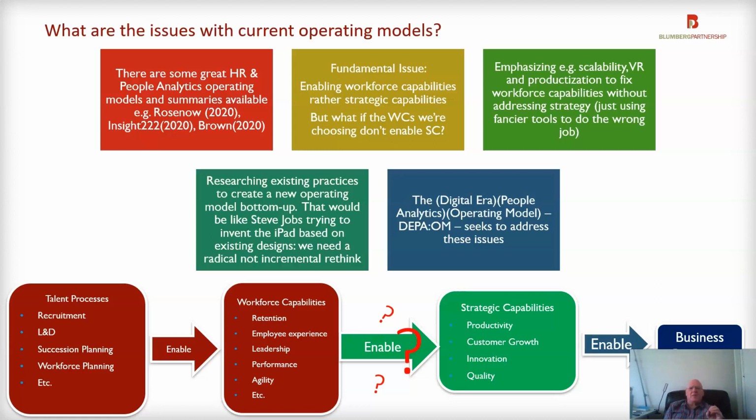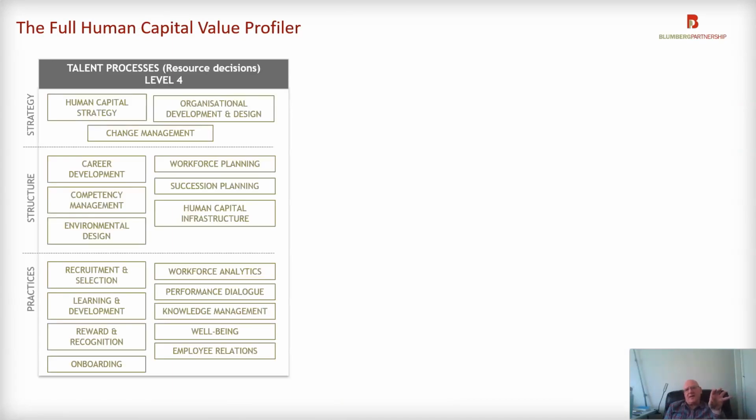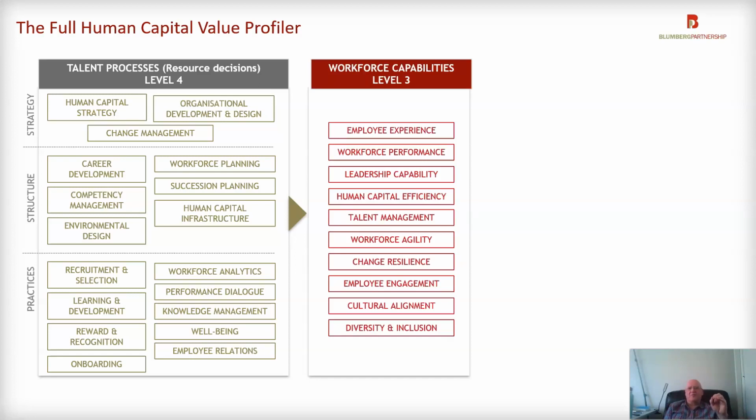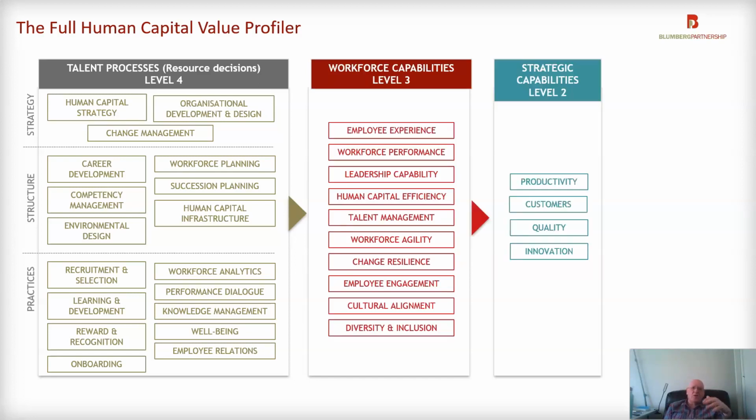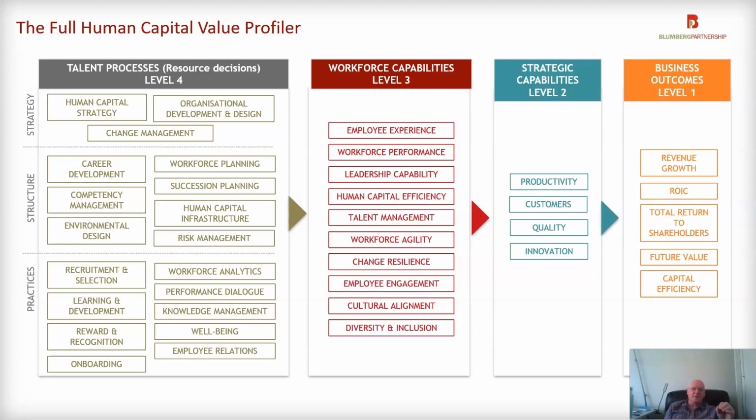And the digital era people analytics operating model, DEEPER OM, was designed specifically to address these issues. How did we go about designing it? We're going to have a look at that, and I just want to run through that chain we had a look at to understand how talent processes give rise to business outcomes in a little more detail so you can see this. So as you can see, you've got all of these talent processes like recruitment, human capital strategy, career development, etc., etc. The reason you have those is to give you the set of tactical workforce capabilities. The reason you have those is if you've chosen the right ones, to emphasize the right ones, you'll get the right strategic capabilities, and that will give you those desired business outcomes that the executive team are after.